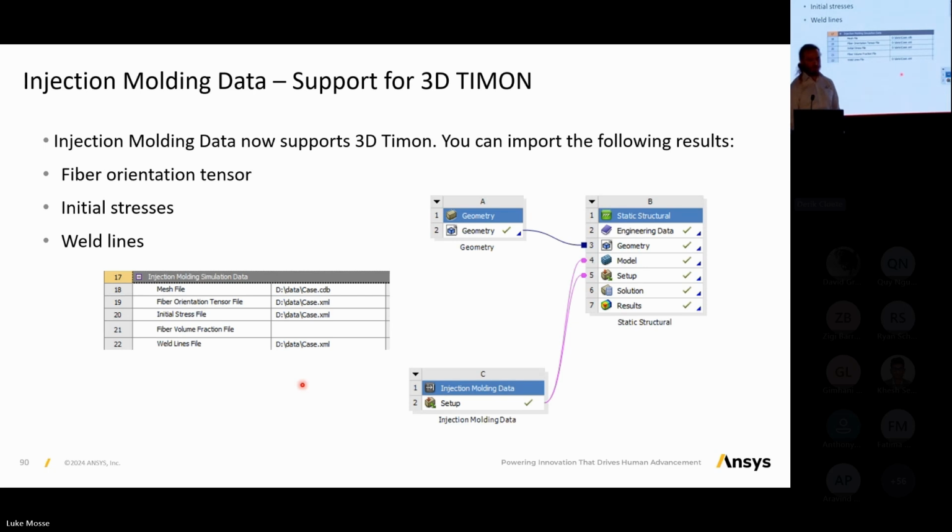It also supports 3D Timon now for injection molding, just like it did for Moldex and Moldflow. So if you're doing molding analyses of bulk composite material, so predicting the fiber orientation due to the molding process in 3D Timon, you can import the results from that directly into mechanical and do your mechanical simulation with that data.